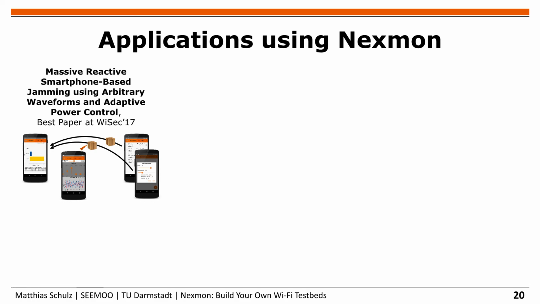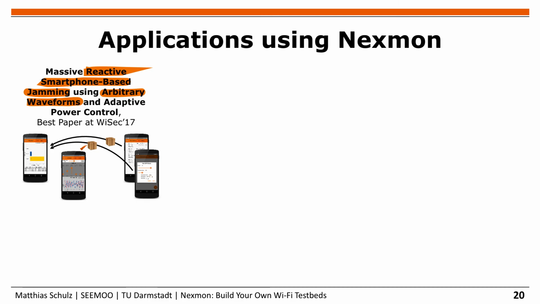We also implemented some other applications based on Nexmon. For example, for the WiNTECH conference this year, it was a reactive smartphone-based jammer. So whenever you receive a Wi-Fi frame, you can analyze it in real time and then decide if you want to send out a jamming signal to destroy the frame while it is still being transmitted. And the jamming signal could even be an arbitrary waveform because we discovered that there is an IQ buffer in the Wi-Fi chip that you can fill with your own IQ samples and then send them out, like with an SDR.